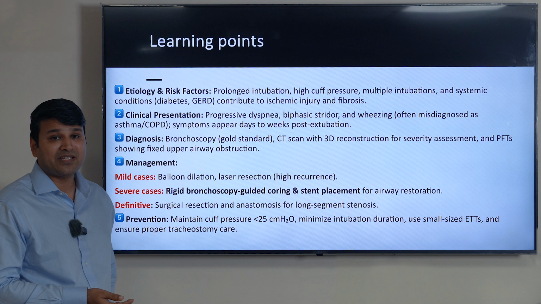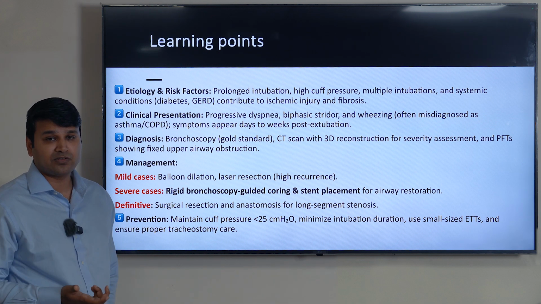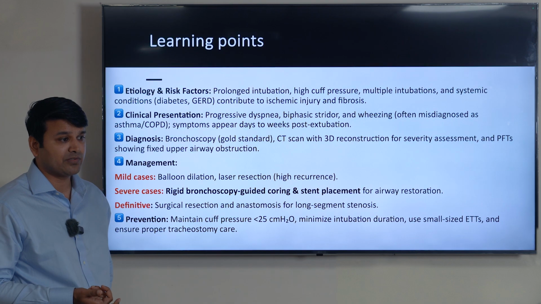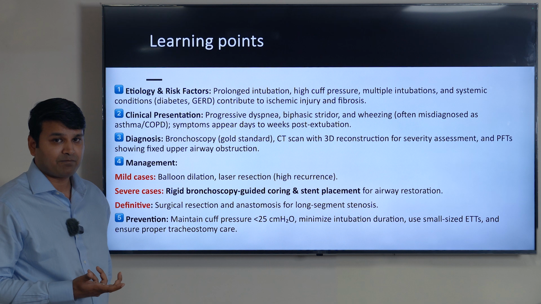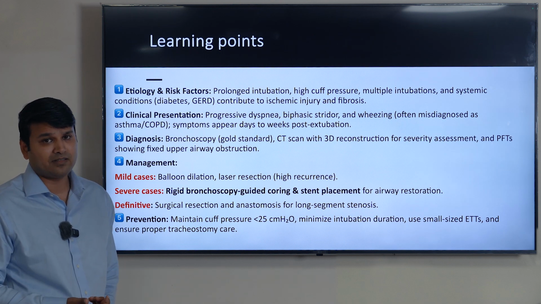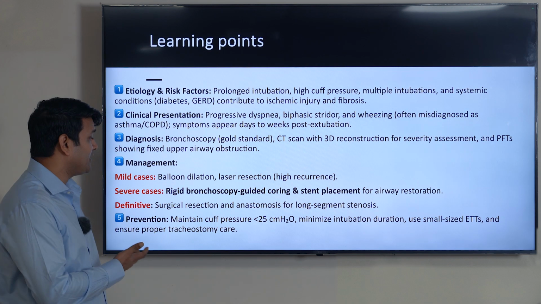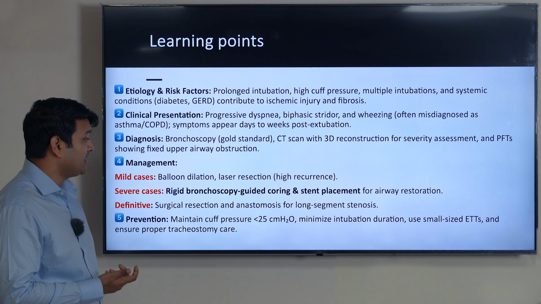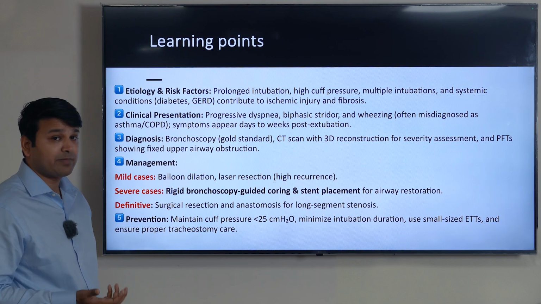But in this patient, we couldn't do the surgery because they refused to go for surgery, maybe because of the age or maybe because of cash issues, whatever it is. Not everybody will agree to the surgery. So if they don't agree, then you would definitely go for rigid bronchoscopy guided coring and then put a stent over it.